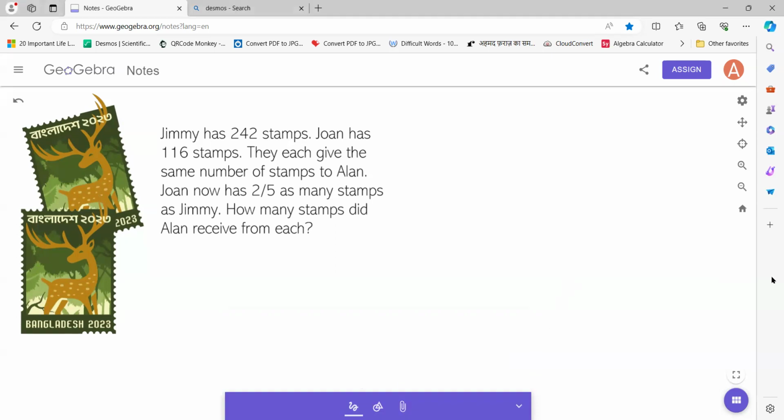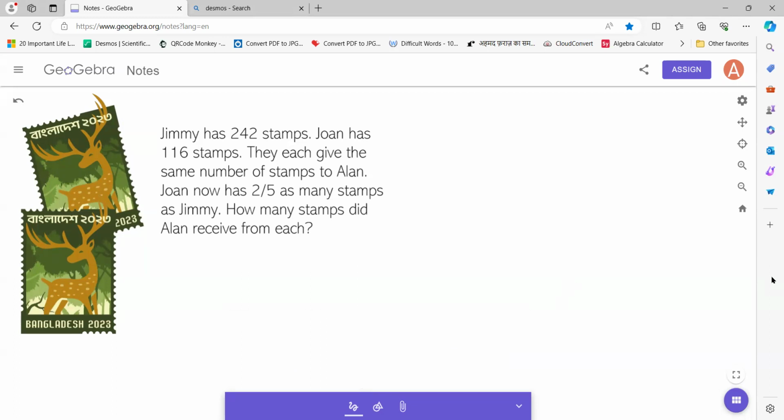Jimmy has 242 stamps. Joan has 116 stamps. They each give the same number of stamps to Alan. Joan now has two-fifths as many stamps as Jimmy. How many stamps did Alan receive from each?